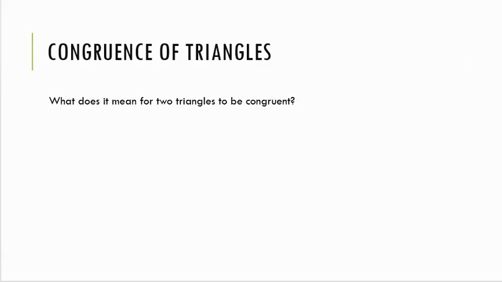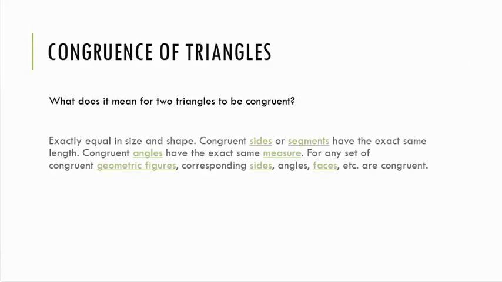So what does it mean for two triangles to be congruent? When we say something is congruent to another thing, we're saying that they are exactly equal in size and shape. Congruent sides or segments have the exact same length. Congruent angles have the exact same measure. For any set of congruent geometric figures, triangles, corresponding sides, angles, faces, etc.